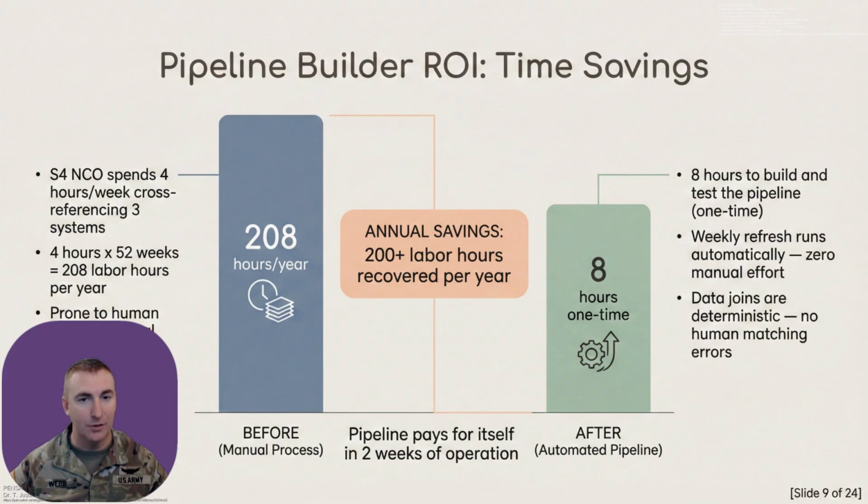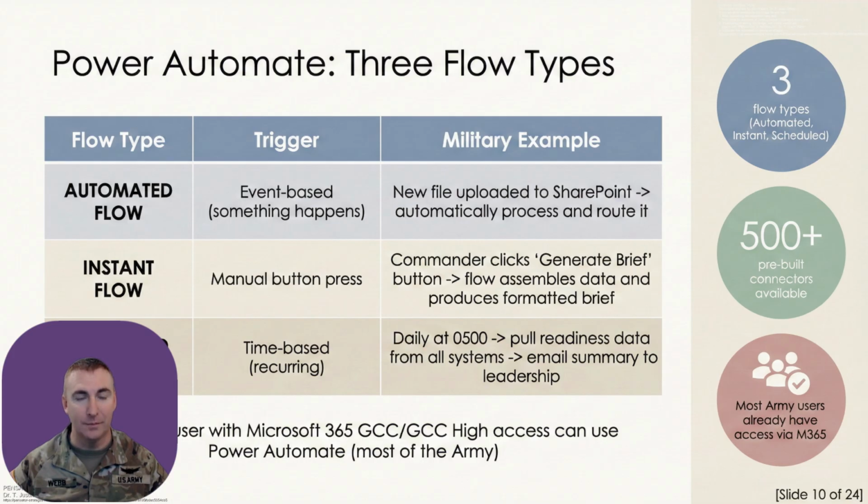That covers data problems. Process problems need a different platform. 3 flow types. Pick wrong, you rebuild from scratch. Automated flows fire when something happens. A file uploads, an email arrives. Instant flows fire when a human presses a button. Scheduled flows fire on a timer. Over 500 pre-built connectors spanning SharePoint, Teams, Outlook, Excel, and HTTP endpoints for calling external APIs like Ask Sage. Most Army users already have access through Microsoft 365.